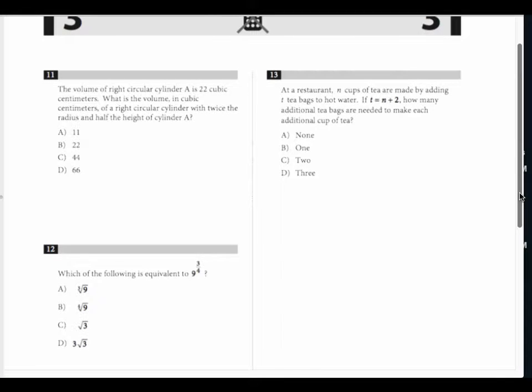For problem number 11, we're told that the volume of a right circular cylinder A is 22 cubic centimeters. What is the volume in cubic centimeters of a right circular cylinder with twice the radius and half the height of cylinder A? Okay, so now this one is actually a little more challenging.